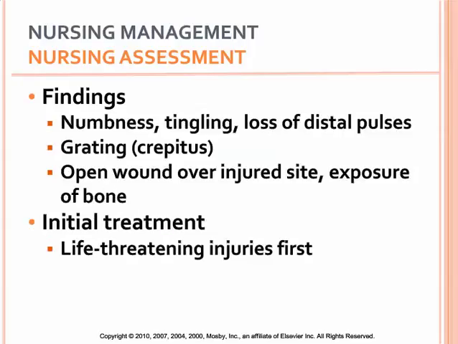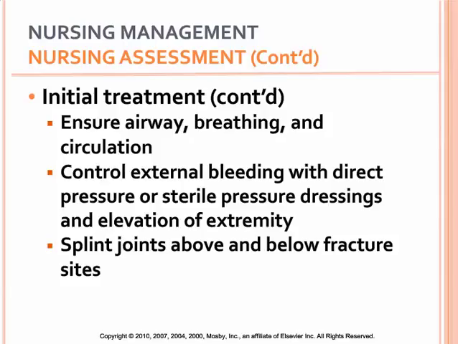Other findings include numbness and tingling and loss of distal pulses, grating or crepitus, an open wound over the injured site with exposure of bone, and initial treatment is still life-threatening injuries first, which includes ensuring airway, breathing, and circulation, then controlling external bleeding with direct pressure or sterile pressure dressings and elevation of the extremity. And you should splint joints above and below the fracture sites.